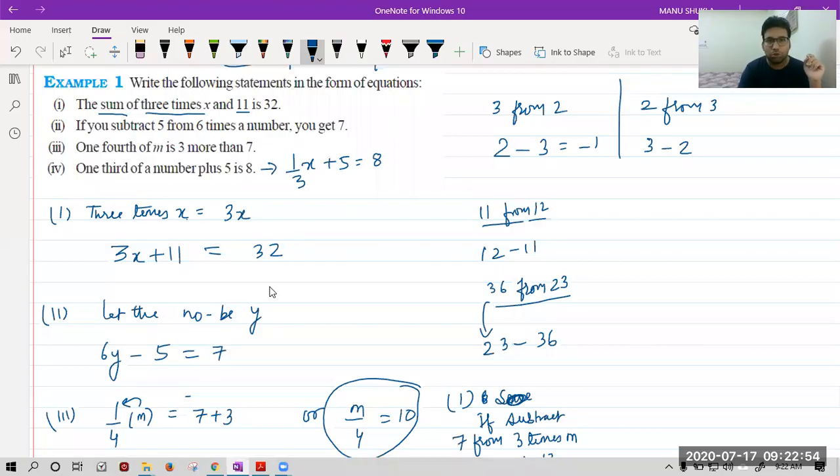Okay. So yesterday we started the topic simple equations, in which we learned about various terms. First of all, what is a constant, what is a variable, then we discussed what is an expression and what is an equation. So the fourth part of exercise 1, example 1 is 1 by 3 of r plus 5. Okay, that's correct.